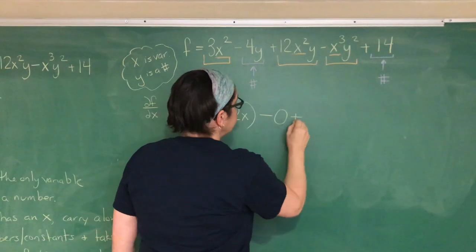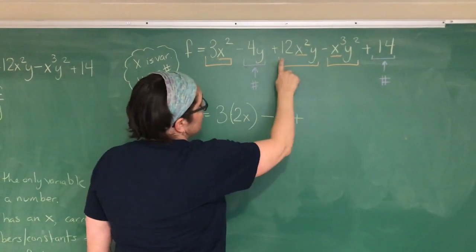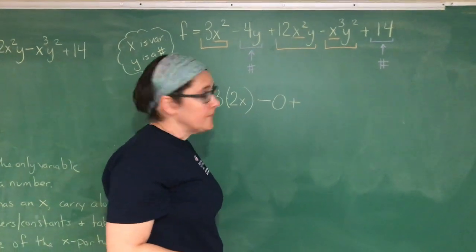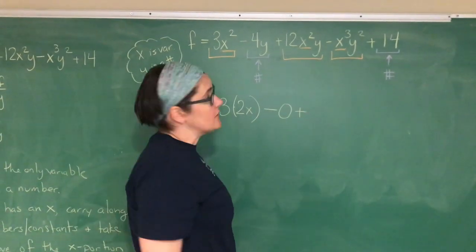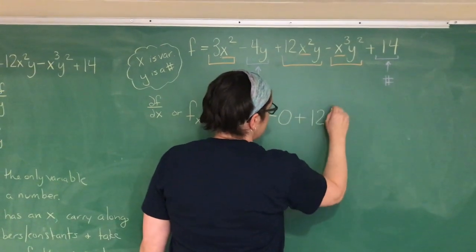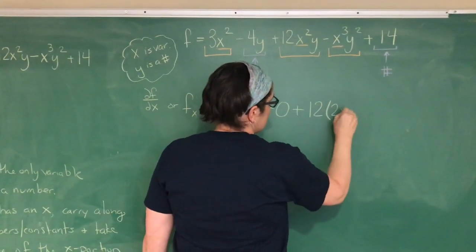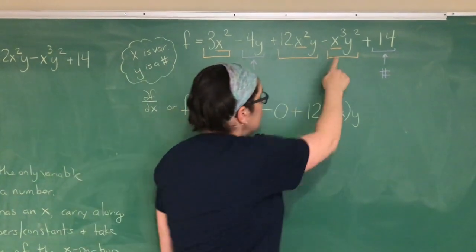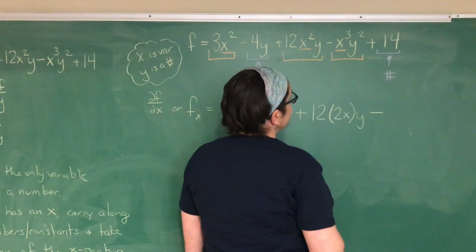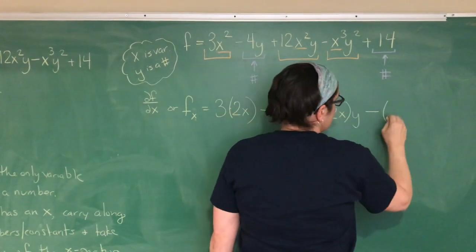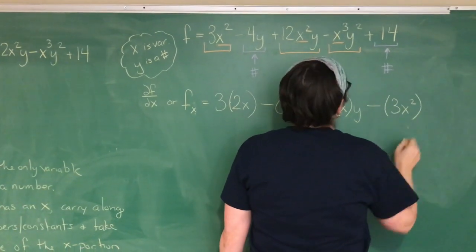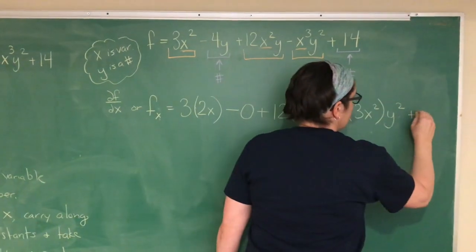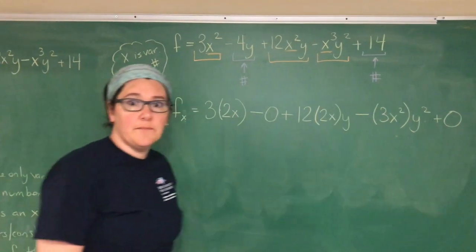And then I have a plus sign. Looking at this next term, I've got the 12 and the y. I'm going to carry those along, and I'm going to take the derivative of the x squared. So I carry along the 12. Derivative of x squared is 2x, and I carry along the y. Write down the minus sign. Take the derivative of the x to the third, which is 3x squared. Carry along the y squared. And my derivative of 14 is 0.